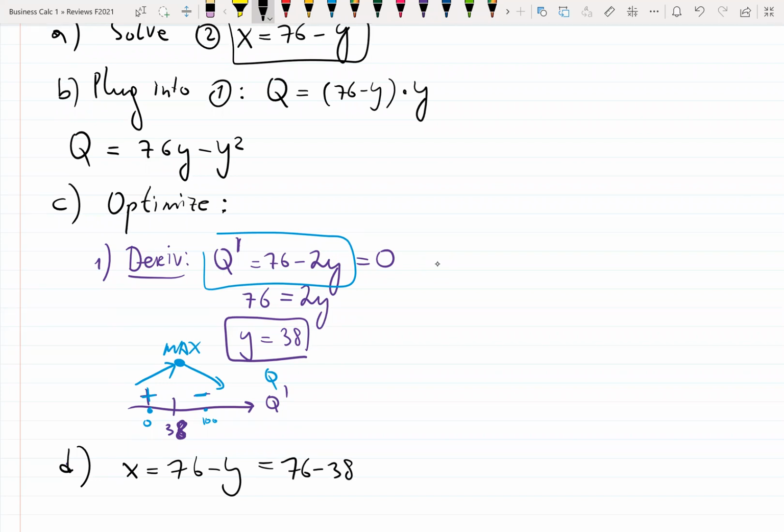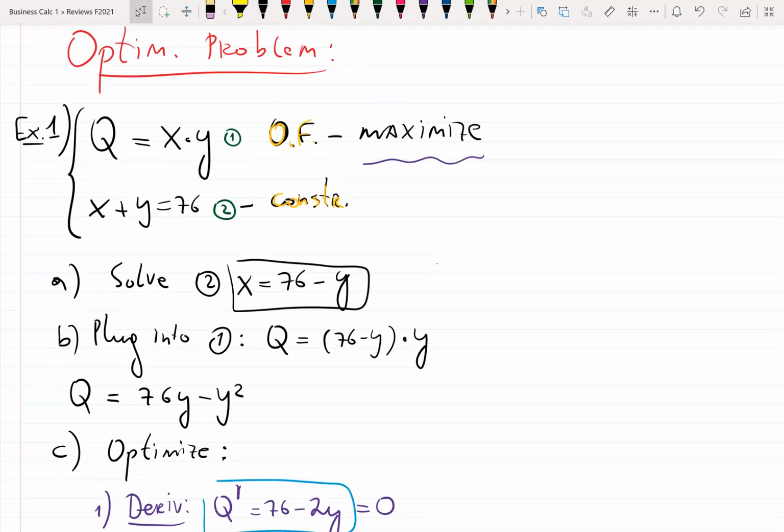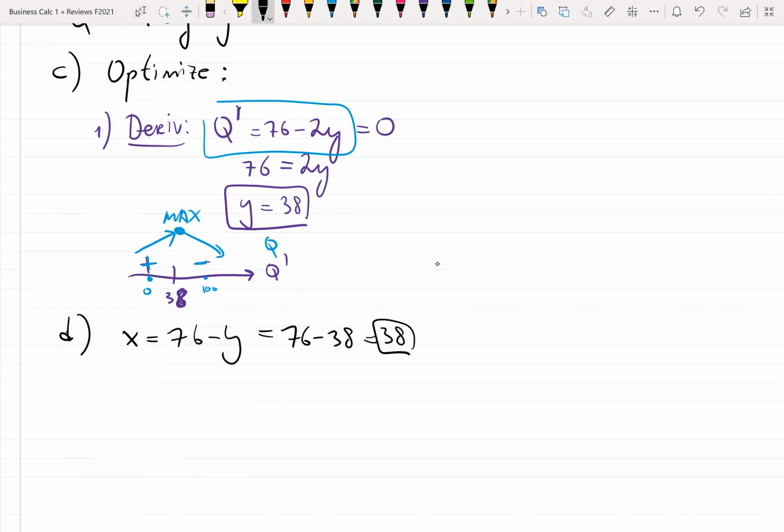76 minus 38, which is 38 again. Okay. So 38 plus 38 gives you 76. And we want to find the maximum product, which is 38 times 38. Q will be 38 times 38, whatever that thing is. Kind of makes sense, to be honest.